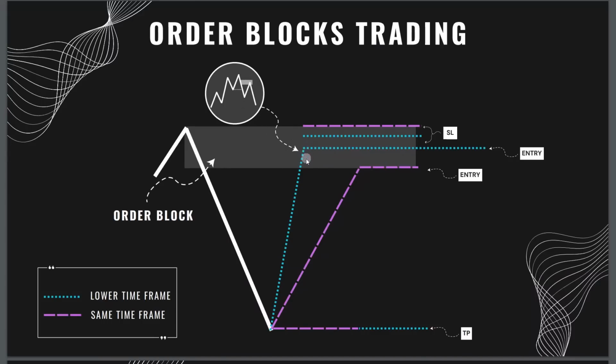You might get an entry anywhere inside of the order block, but it's always going to be better than the same time frame. Always better entry. So it can be right here inside of the order block. You can enter here. You will get a tighter stop loss just right here, and the take profit can be the same. Or you can trail your stop loss and take some partials here on the middle of this leg. But those are the two main entries when it comes to order blocks trading.